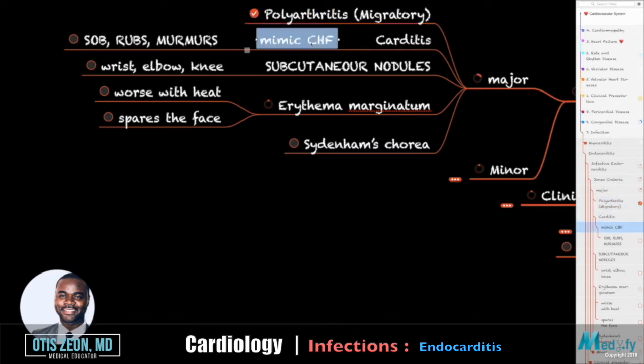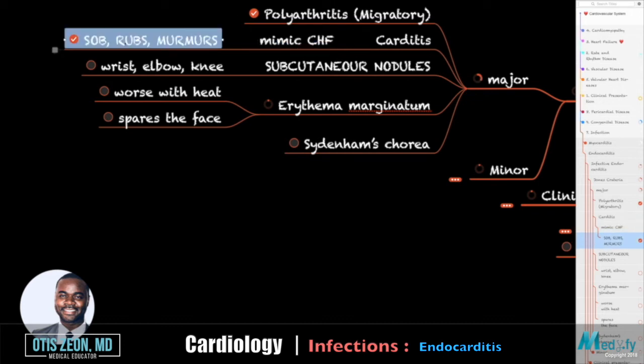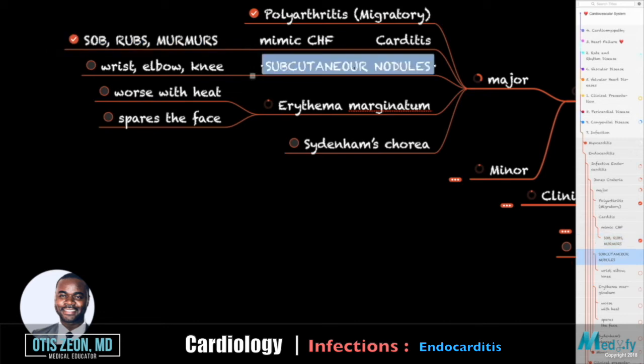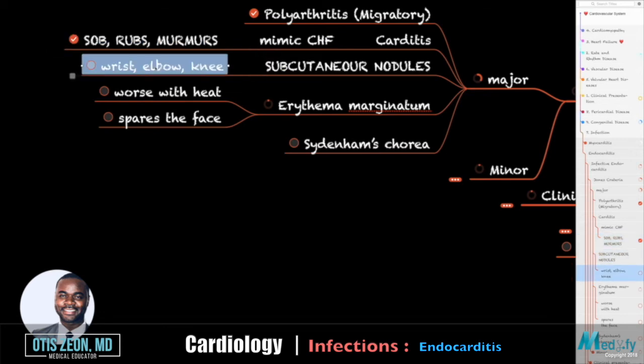Carditis symptoms mimic congestive heart failure. So watch out for a younger child, maybe a 16-year-old, that presents with signs and symptoms of heart failure, which is not characteristic. They may have shortness of breath, they may have rubs, they may have murmurs. They may also have subcutaneous nodules, which also appear in the wrists, in the elbows, and in the knee. The individuals may also have erythema marginatum on the skin.